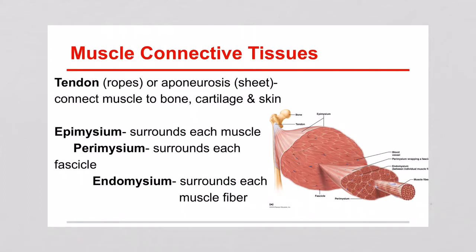Surrounding the muscle is connective tissue that's called epimysium. The epimysium, again, is the covering of the organ. Surrounding the fascicle is the perimysium, and surrounding the muscle fiber within the fascicle is the endomysium. So each muscle fiber has its own connective tissue that surrounds it. Each fascicle has its own connective tissue that surrounds it, and each muscle has a sheet of connective tissue that surrounds it.